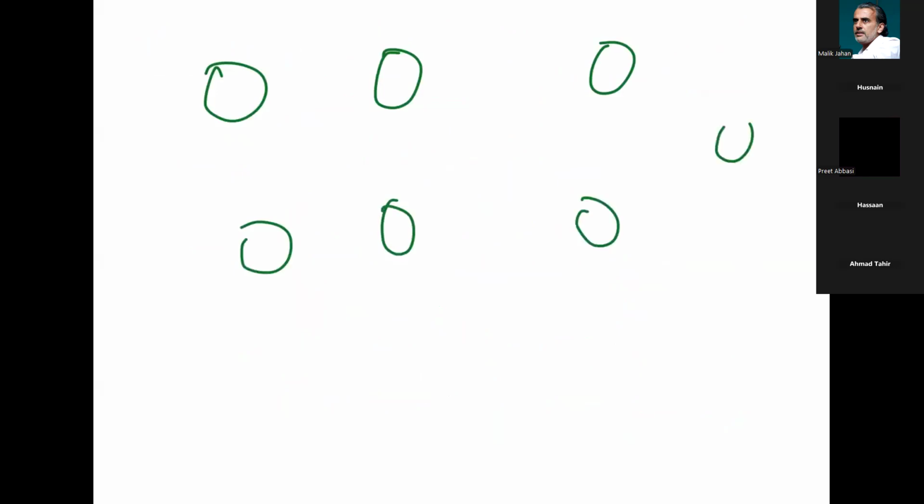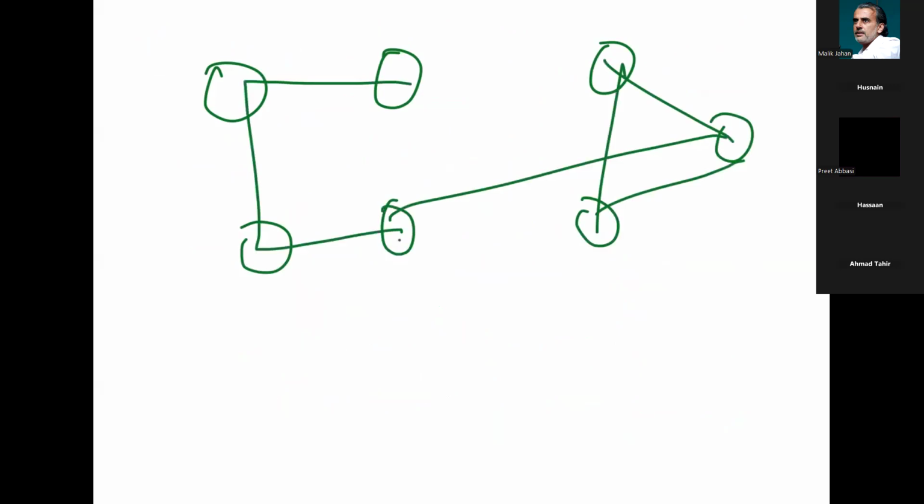So let me try to draw an example. We have 7 vertices over here. Okay. So I claim, what is a connected subgraph? That in that subgraph all pairs are mutually connected, right? I claim, and you have to tell me whether my claim is correct or not, that this part, this red part, is a subgraph. Is it a connected subgraph?